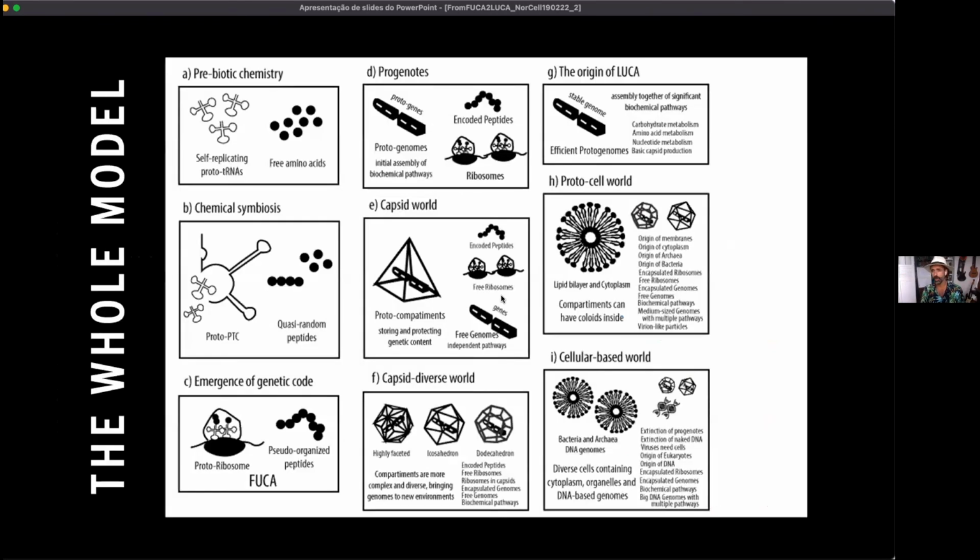So for the whole model we are proposing, I would like to invite you to read our papers, because there is very little time to explain everything that I should explain here. But in the whole model, we start with self-replicating proto-tRNAs and free amino acids. Then we go to chemical symbiosis, where these replicating proto-tRNAs got together to produce the proto-PTC, capable of binding amino acids together, producing quasi-random peptides. Then we got the emergence of the genetic code, which is actually the origin of our life, the origin of organic codes.